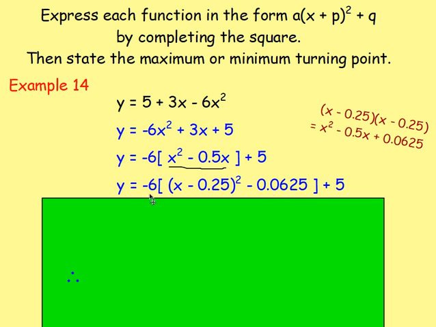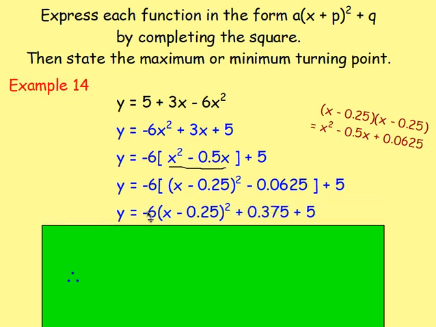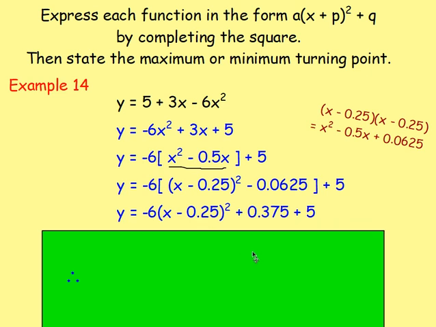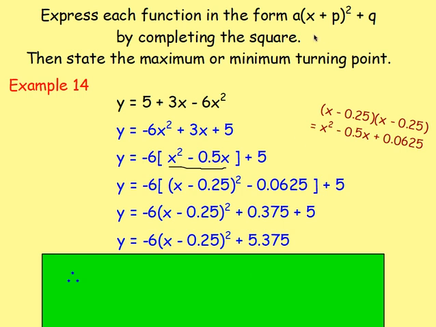You can then multiply out the big square brackets, so multiply by the negative 6, gives us negative 6 brackets, x minus 0.25 all squared. That will become plus 0.375, and then the plus 5 will stay as it is. We've got this part in the end, which we can then simplify to get our answer, so it is in this form. After that, x squared up here, it was a negative for the coefficient, so we would have a sad face. It's the highest point, it's the maximum.